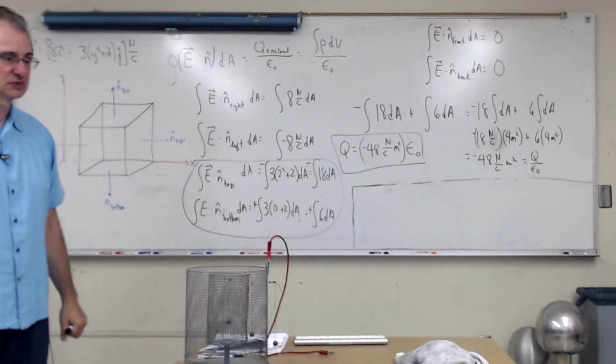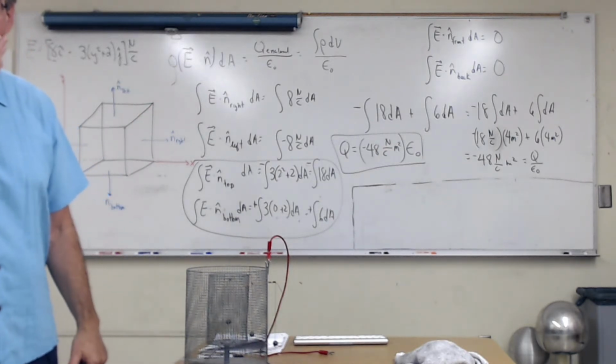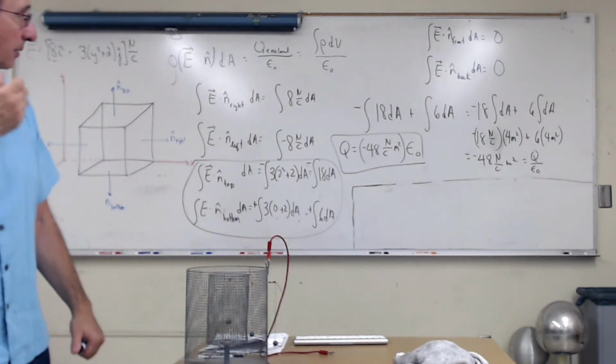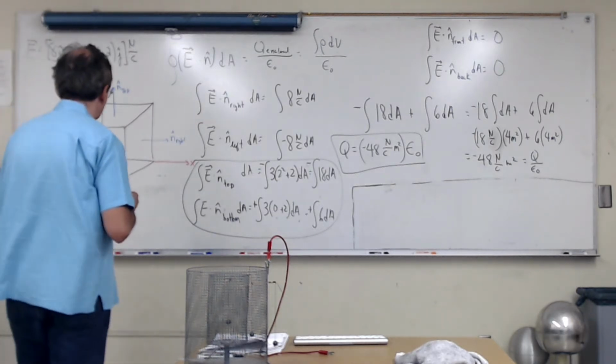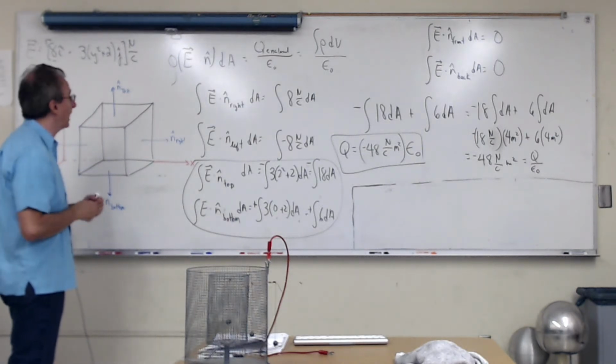Okay? Let's give you an idea of how you do the integral. I'm sorry, go ahead. I have a question. How did you get 0 for the bottom? For the bottom? Again? Yeah. Well, the normal to the bottom points in the minus k hat direction, right?